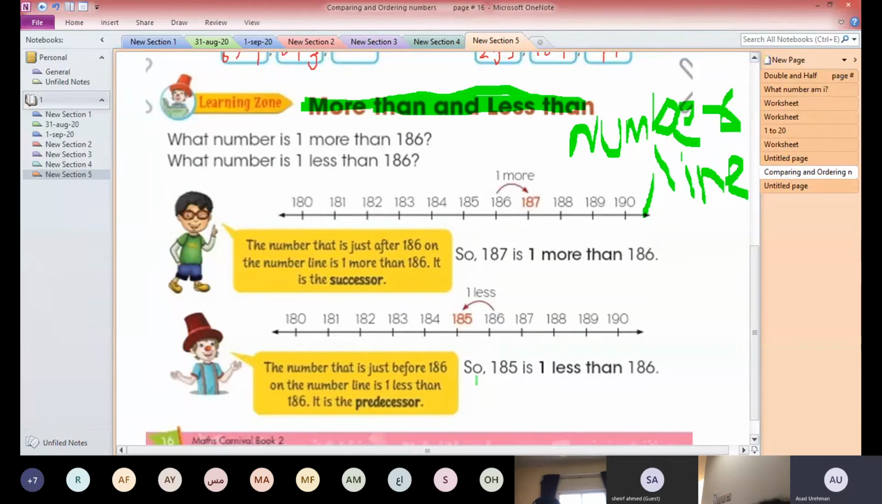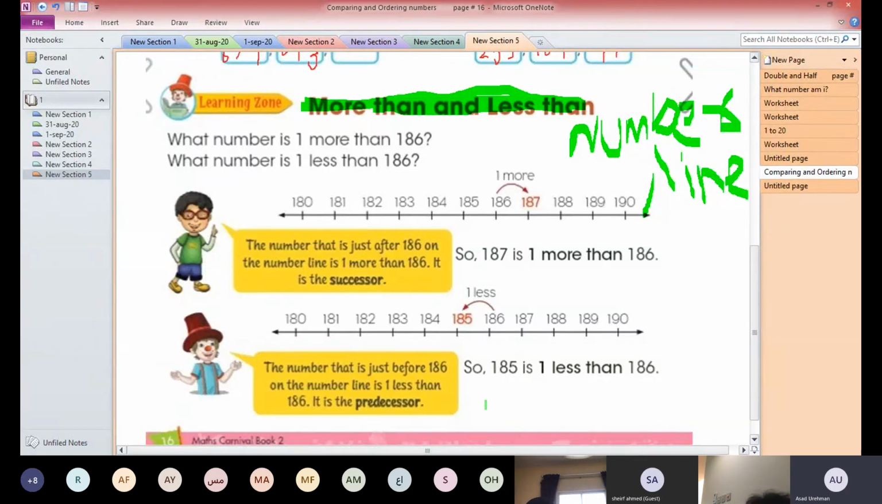What is the number line actually showing to you? The number line is having different numbers. You can see that 180, 181, 182, 183, 184, 185, up to 190. Is this number line following any pattern? If you see in the number line, one is added after every number. 180, then 181, then plus 1, 182, plus 1, 183, plus 1, 184, plus 1, 185, plus 1, 186, plus 1, 187, and plus 1, 188. In that way, this sequence is shown here.